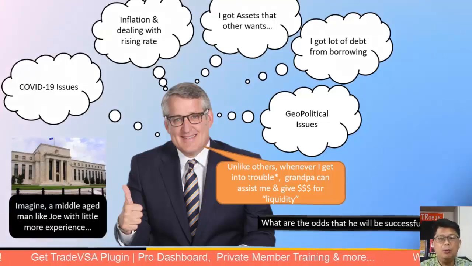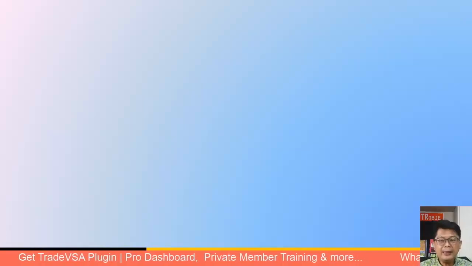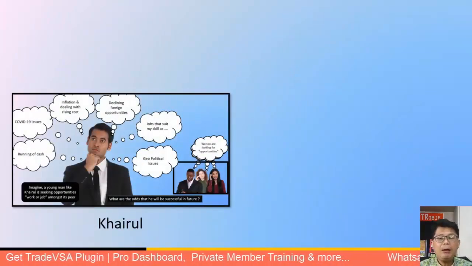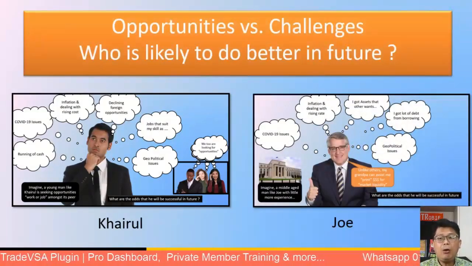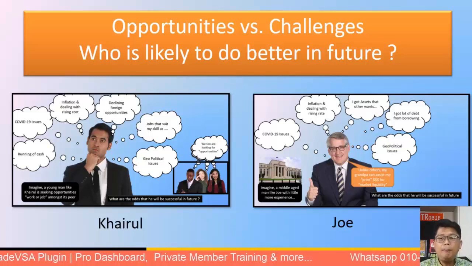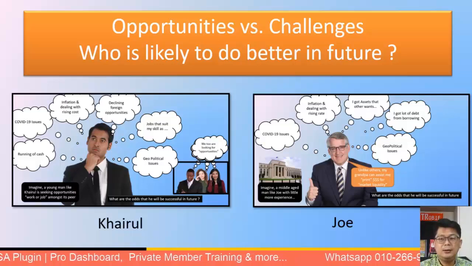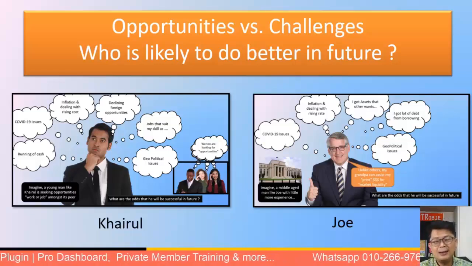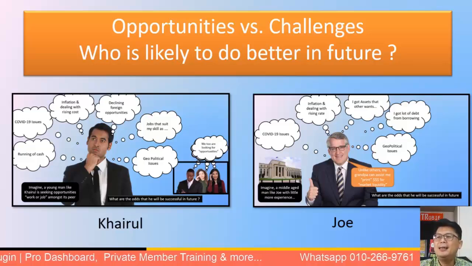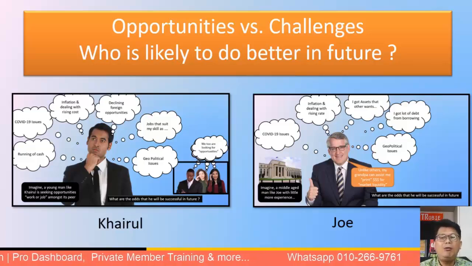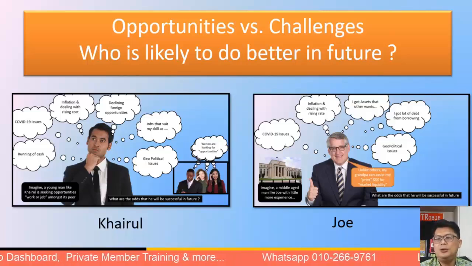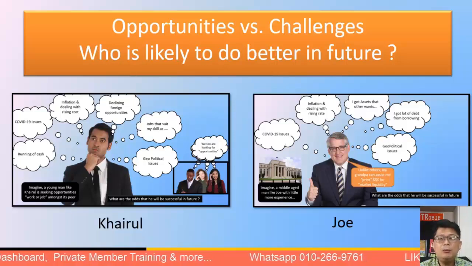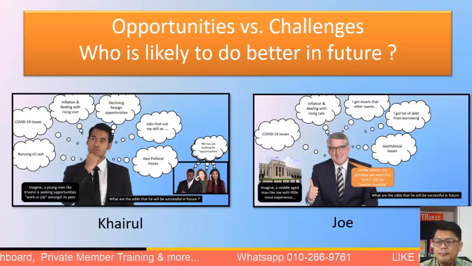So Cairo and Joe. Okay, now let's move on to our next topic. We have our first character, Cairo, and then we have a second one, Joe. Now out of the two, with the challenges and the opportunity that is given in 2022, who is likely to do better in the future? Type your answer out there. Come on guys, I won't move until you type the answer in. Let me know what you think of either Cairo or Joe. Who is likely to do better given the situation? And the reason why. Can you type in the reason why too?